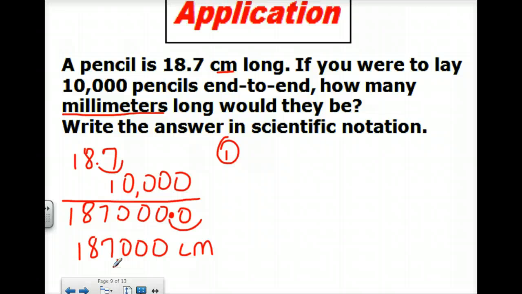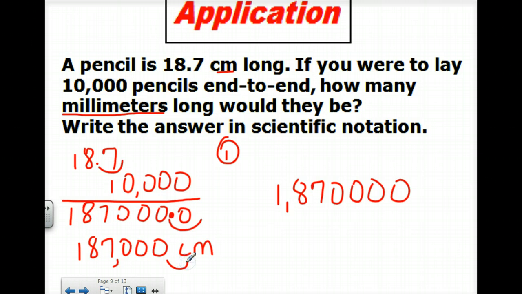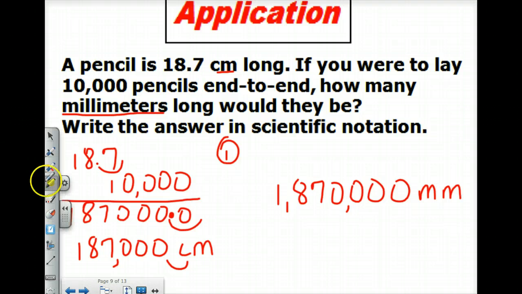Now, remember what your science teacher taught you. King Henry died drinking chocolate milk. Or, I think the Cordos use, Cordo helps Dairy Queen make chocolate malts. Something like that. Centimeters to millimeters, you're going to move your decimal point 1 place to the right. So our final answer, you have to move that decimal 1 place to the right, that would be 1,870,000 millimeters. Oh, but wait, they want us to write our final answer in scientific notation.